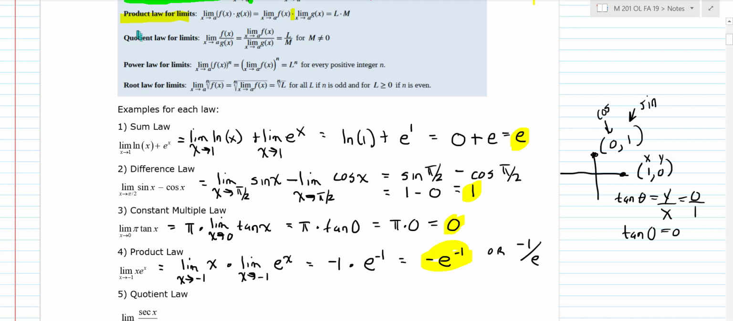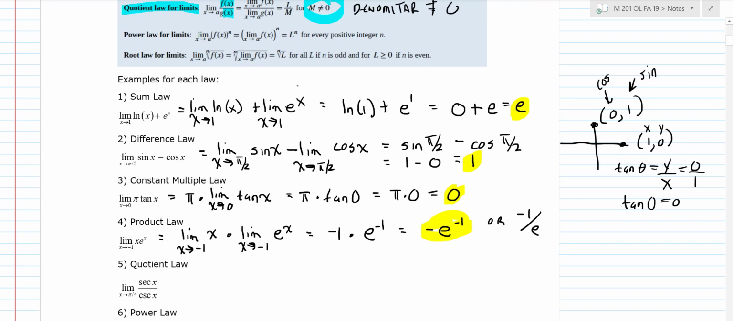The quotient rule works a lot like the product law. So if you have a quotient of two functions, as x approaches a, you do the limit of f of x, the numerator, divided by the limit of g of x, the denominator. The value of f of x's limit is L. If the value of g of x's limit is M, you just get L over M. This condition, of course, just means a denominator can never be equal to 0 in a fraction. So you've got to make sure that the denominator is not equal to 0.